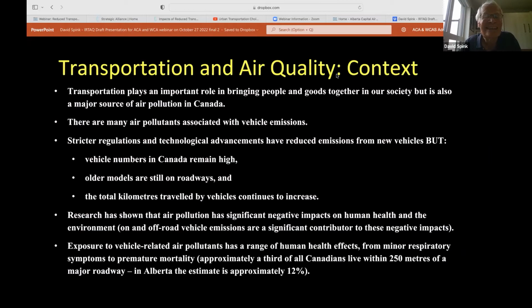Julie, next, please. So transportation and air quality. Of course, transportation is integral to our society. Many air pollutants are associated with vehicle emissions. I'm going to give you a list of them. There's lots. We've been on a trajectory to try and reduce transportation-related emissions through better emission control requirements, but we still have lots of vehicle emissions because vehicle numbers in Canada are relatively high on a per capita basis.